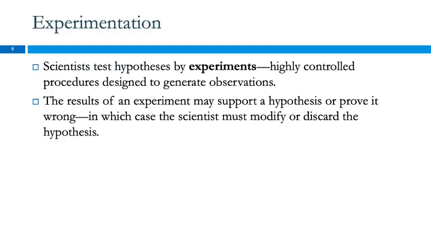So we test hypotheses using experiments. Experiments are highly controlled procedures designed to generate observation. So in the video, we had an example. There were 3 hypotheses, and so there were 3 different experiments that were done. One hypothesis was the process of reading next to this plant is causing it to grow faster than the other plant. So it's a highly controlled procedure.